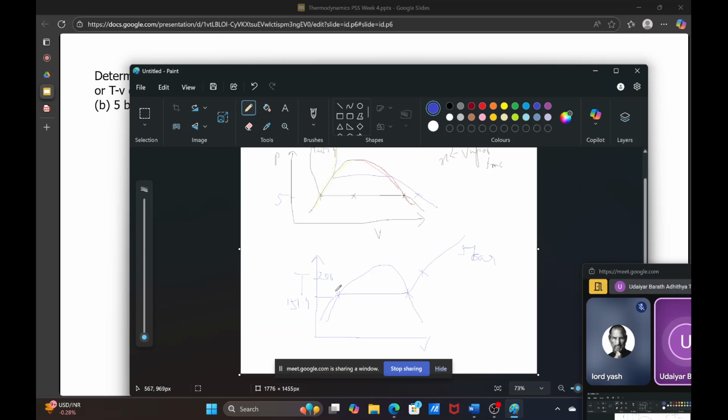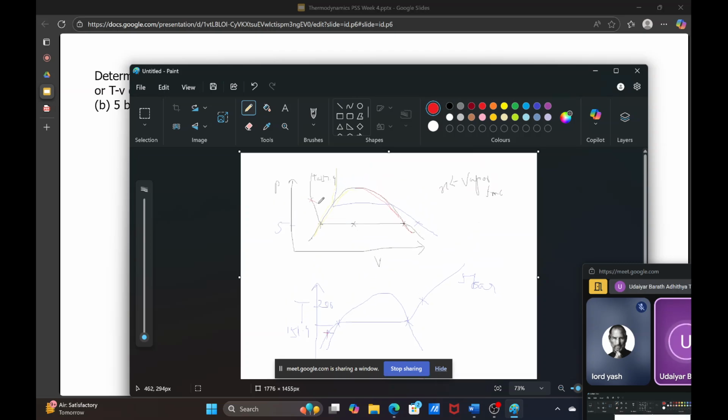Similarly, for the other cases, you have a different pressure, and instead of superheated, in the subcooled case, it will be on the left-hand side. So that's your subcooled liquid. And similarly, in the PV diagram, anything above, there is also a subcooled liquid.